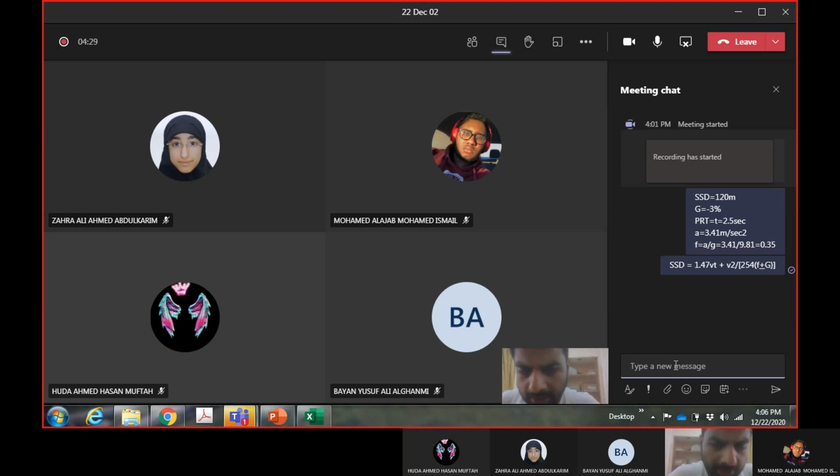By the way, there is an option to solve a quadratic equation in your calculator as well. SSD will be the constant, 1.47t will be the coefficient for x, and 1 upon 254 times f plus or minus g will be the coefficient for x squared. If you put these values in the calculator, it can give you the solution for the quadratic equation. But obviously, if you don't know it, just go ahead however you want to solve it.